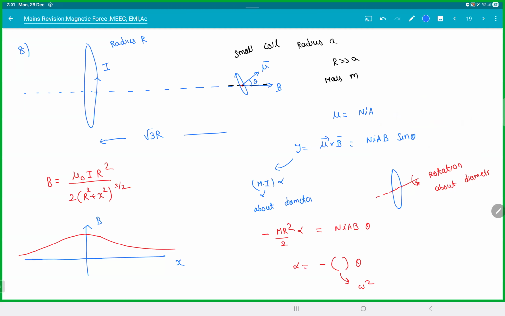So you need to know three things here. You need to know the magnetic field formula. You should know that mu is equal to NIA and the torque relation, and then your SHM and rotational mechanics.